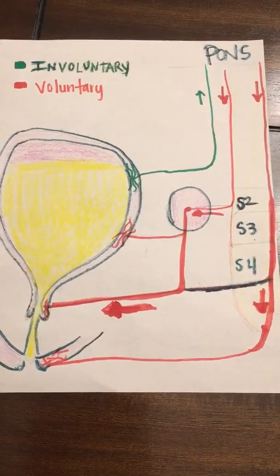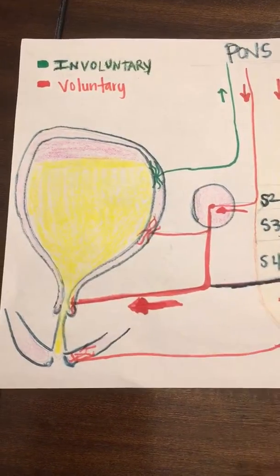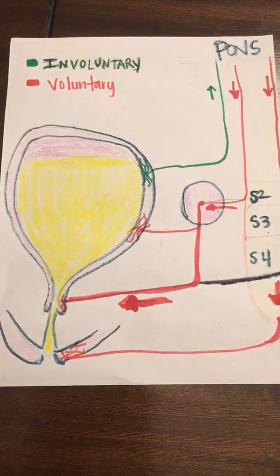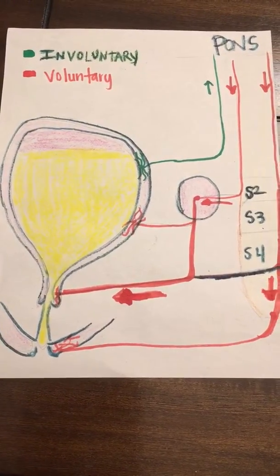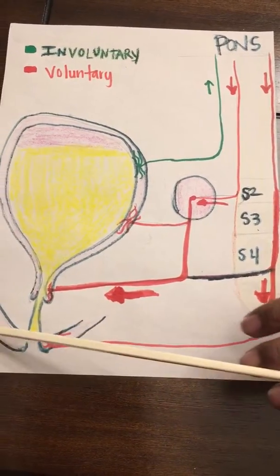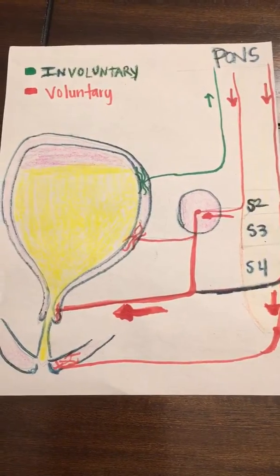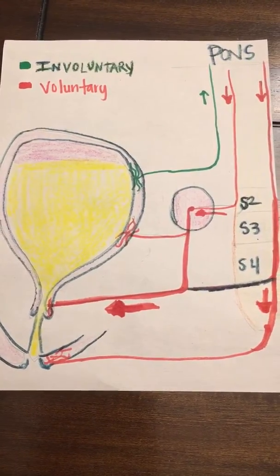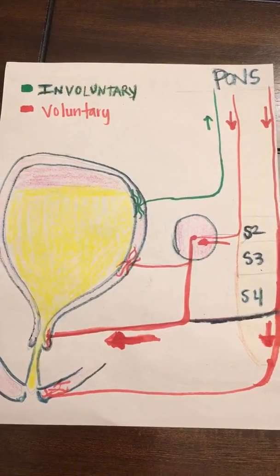This sphincter is composed of smooth muscle and is involuntary, as represented right here. However, the external sphincter is composed of skeletal muscle and provides voluntary control of voiding urine, which is represented right here. It's important that the detrusor relaxes while the bladder is filling and the urethral sphincters remain tightly closed.